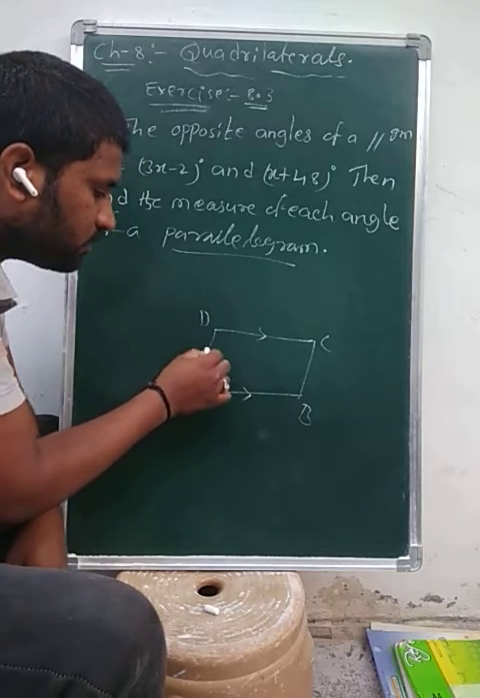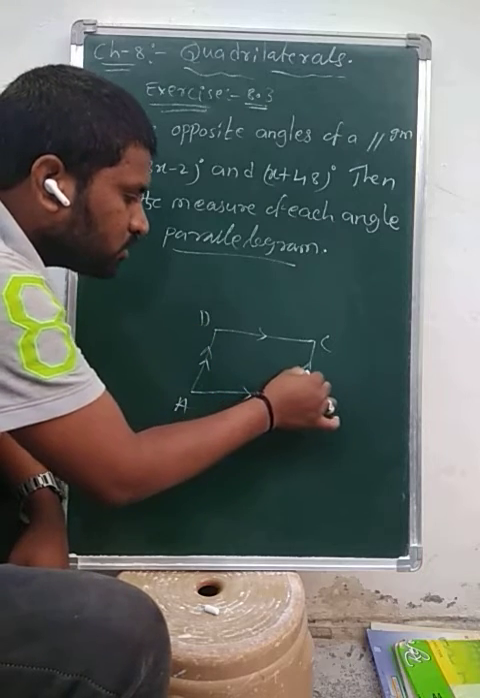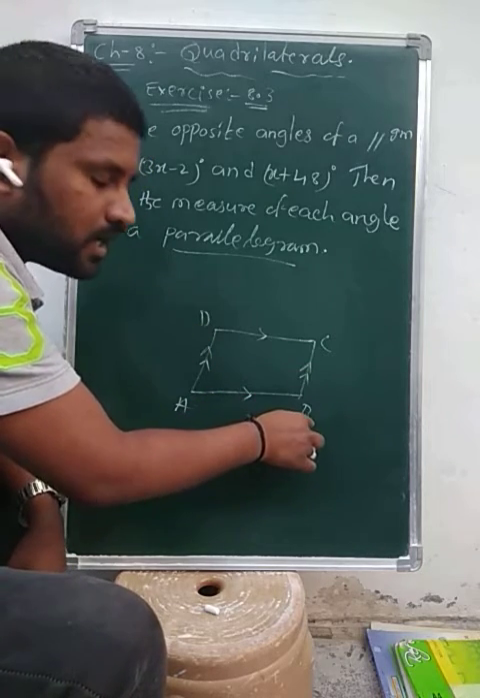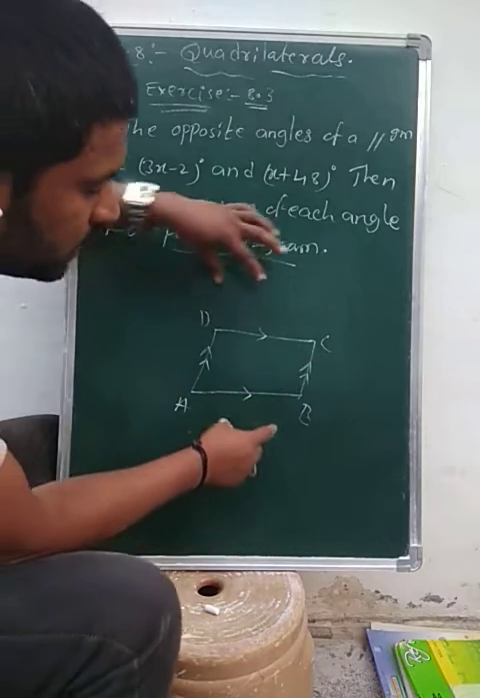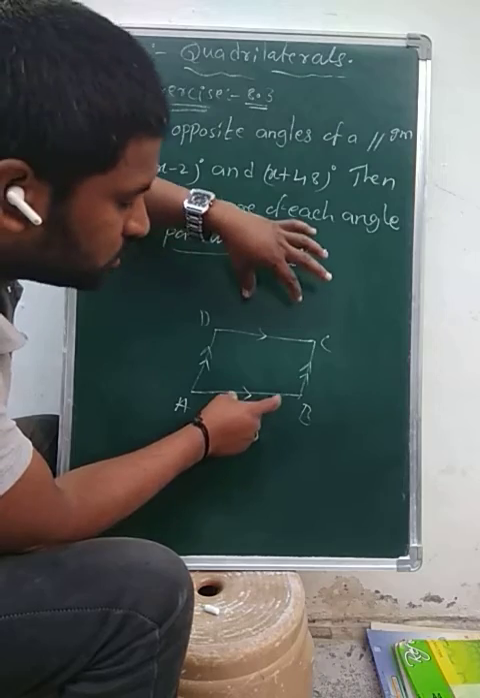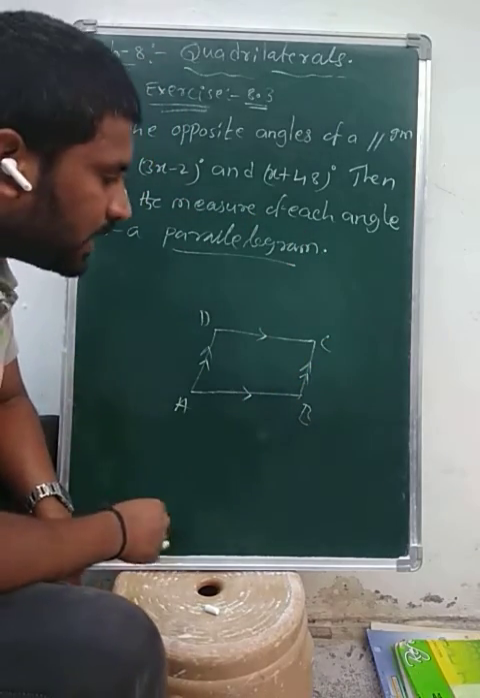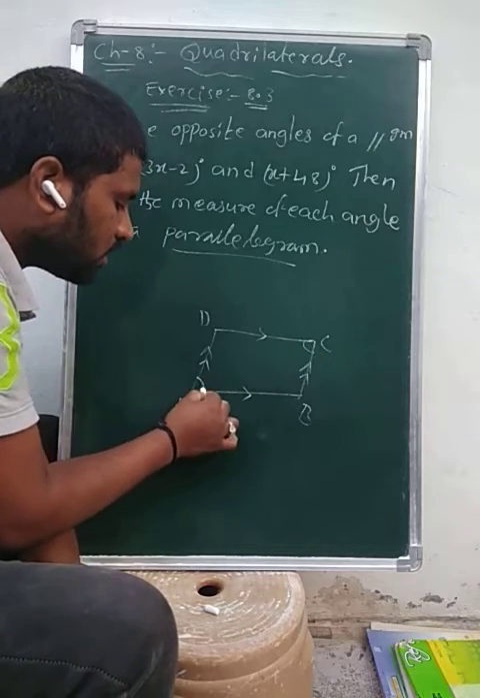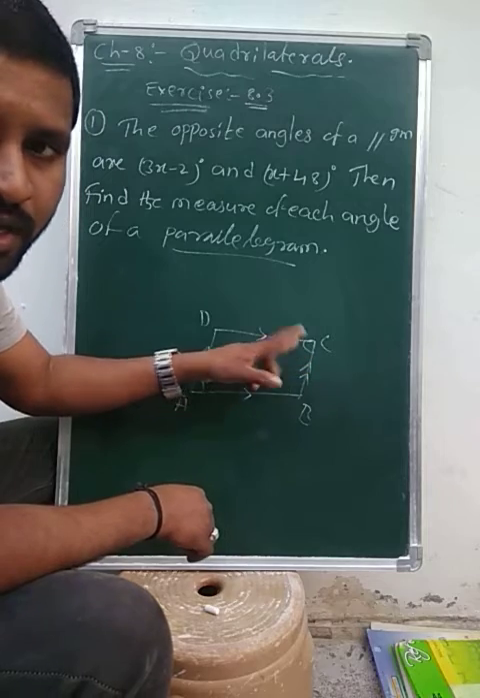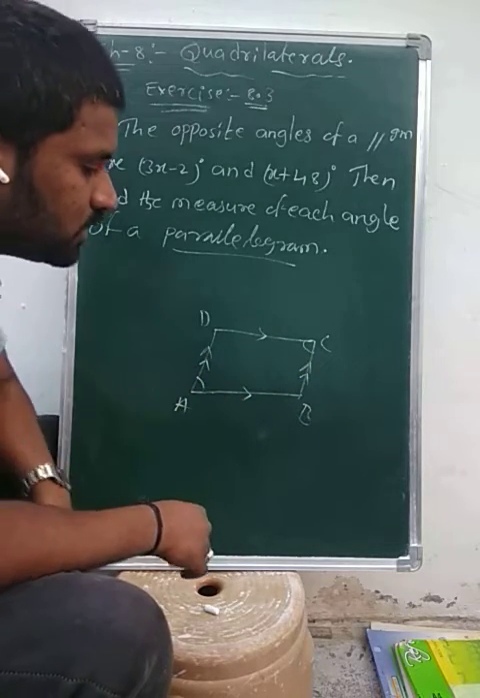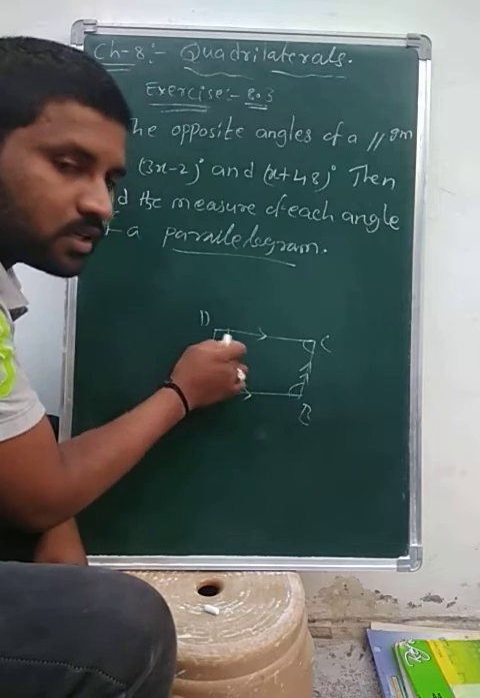In the same manner, the side DA is parallel to the side CB, and the side DA is equal to CB. So clearly, opposite sides are equal and parallel. These two are equal and parallel, and these two are also equal and parallel. And opposite angles are equal. Angle A is equal to angle C in a parallelogram. Opposite angles are equal. Similarly, angle B is equal to angle D.